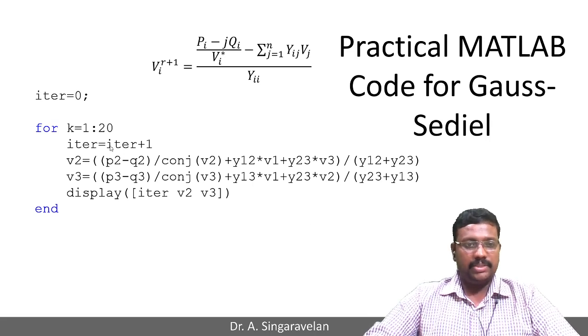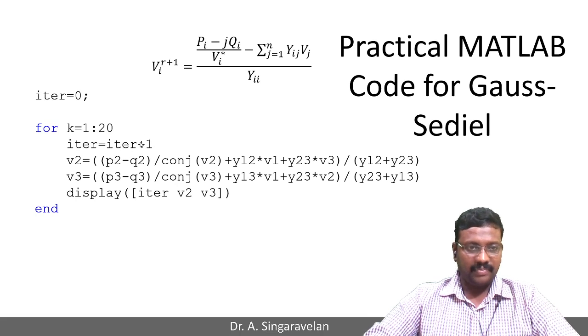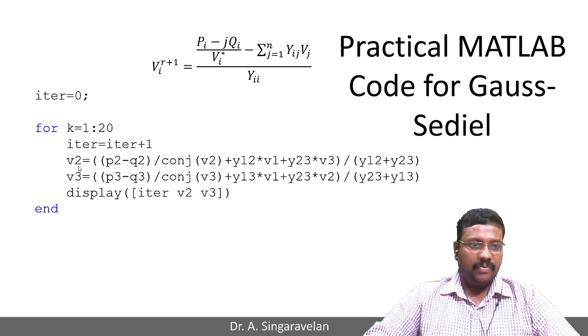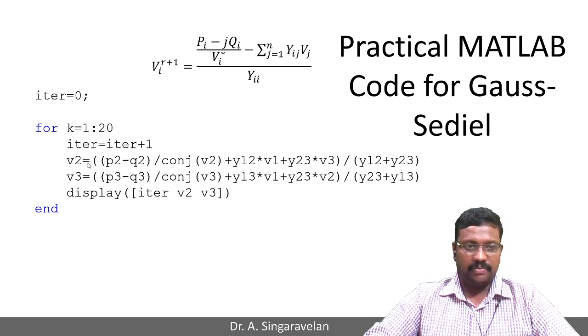Now iteration equals iteration plus 1. Plus 1 here means r plus 1. In this you can see r plus 1 is nothing but iteration plus 1. Initially the iteration value is 0, so 0 plus 1 will be the first iteration. In this first iteration, V2 is what the question asks: we need to find the voltage at V2 and the voltage at V3. V2 is just this formula replaced here.